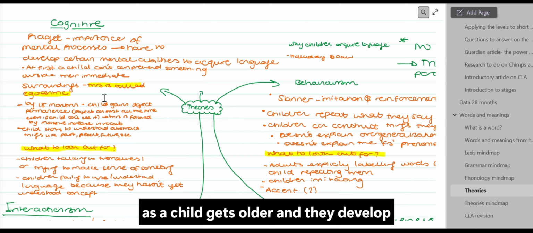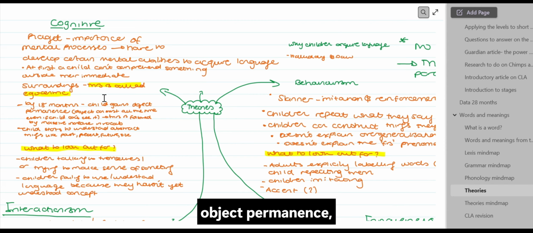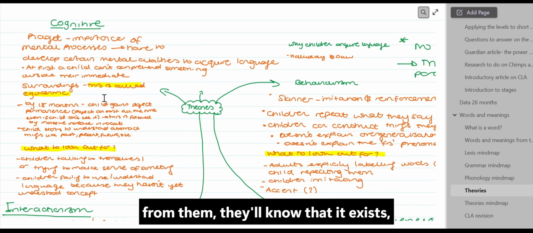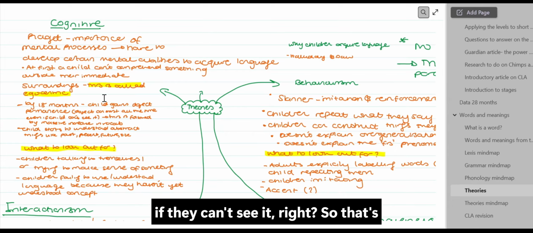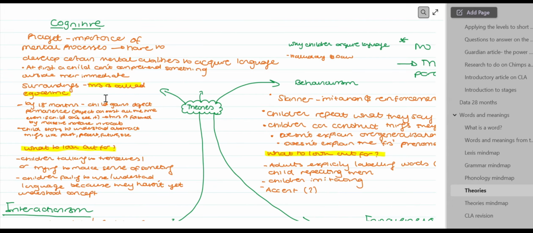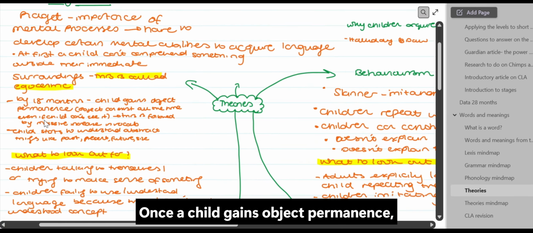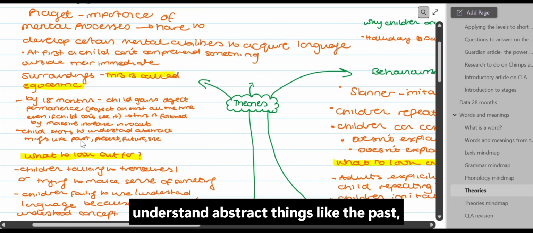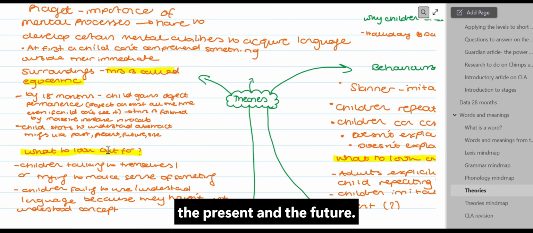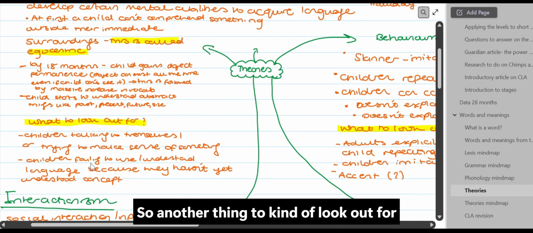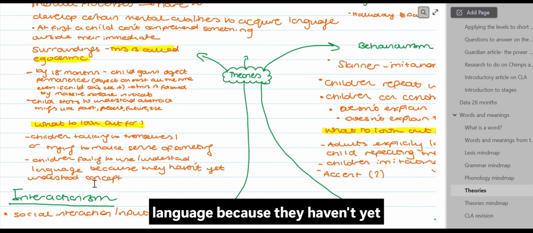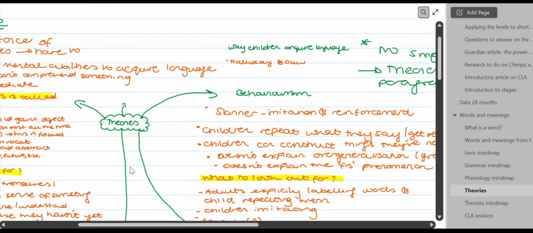However, as a child gets older and they develop object permanence, even when that teddy bear is taken away from them, they'll know that it exists. They'll know that it is somewhere, even if they can't see it. Right. So that's what object permanence is. Once a child gains object permanence, there'll be a massive increase in their vocabulary, and they'll start to understand abstract things like the past, the present, and the future. So another thing to look out for is children talking to themselves or trying to make sense of something, children failing to use or understand language because they haven't yet understood a concept.